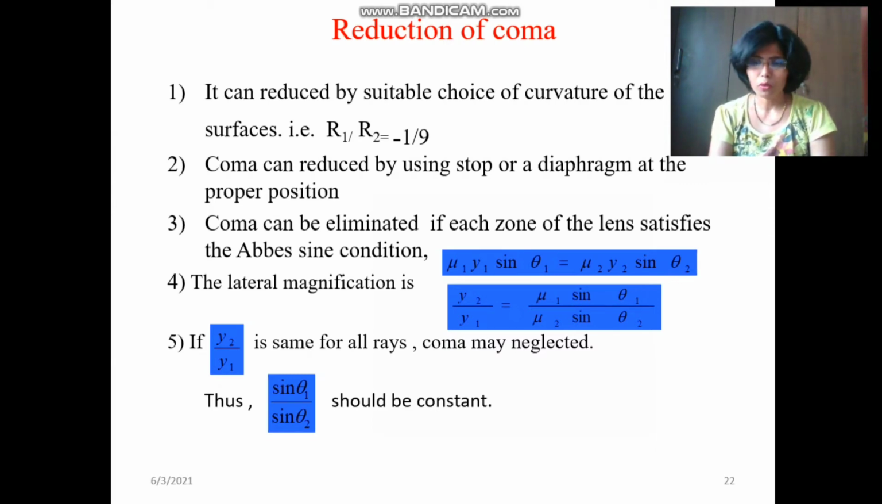Since mu1 upon mu2 is constant, coma will be eliminated if sin theta 1 upon sin theta 2 is constant. So the lens that satisfies this condition is called an aplanatic lens, and the corresponding surface is an aplanatic surface, and the phenomenon as a whole is called aplanatism.